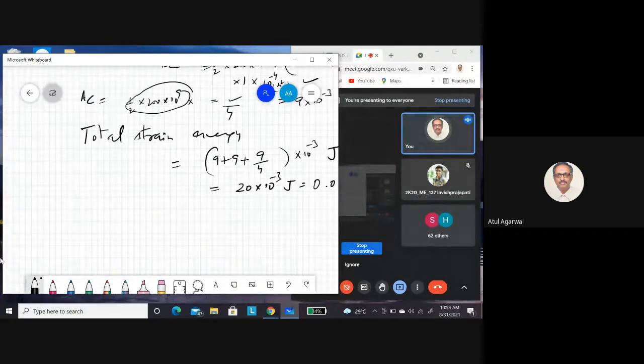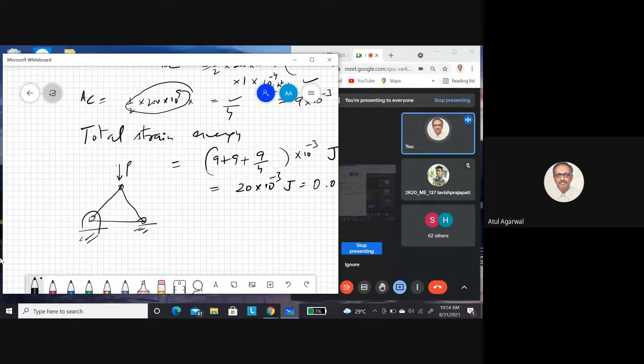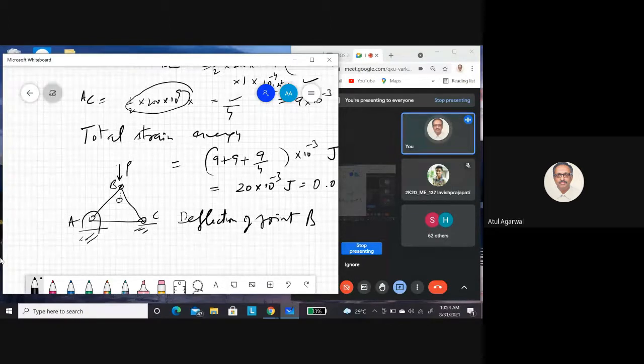Now if you look at the structure, this is the force P. Can I find the deflection of this node B? What is deflection of node B? How much it will move vertically downwards? Can you get it? Can you guess it?